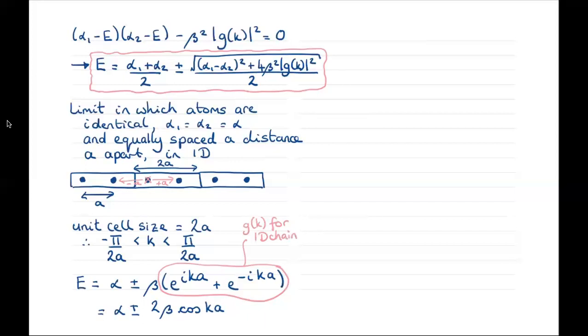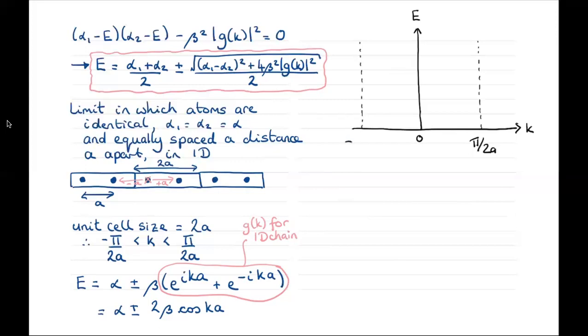So let's sketch then this energy as a function of k, and our k values now range from pi over 2a through 0 to minus pi over 2a, and our cosine function, let's mark alpha here, our cosine function looks like this.